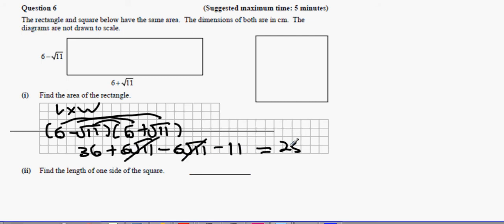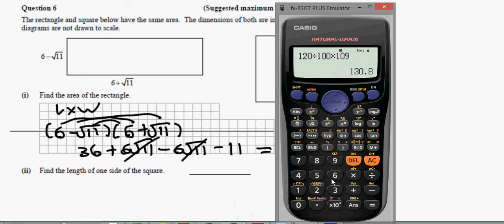Now remember, if that failed you, you can always use the calculator. You always go 6 minus root 11 multiply by 6 plus root 11.